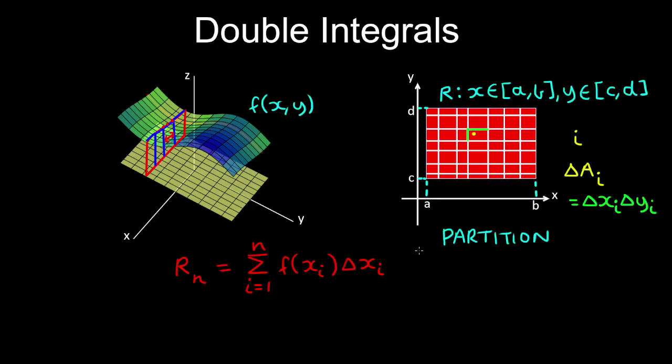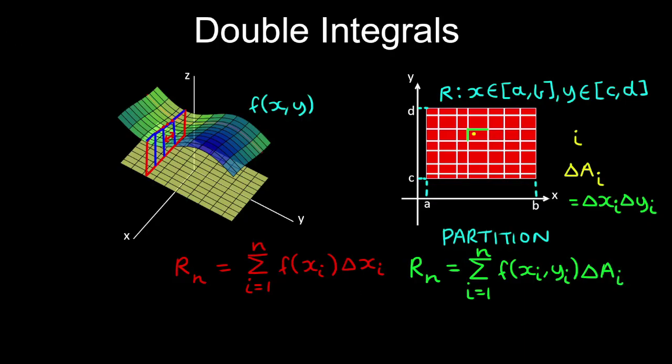So we can extend this Riemann sum to functions of two variables. So we have the sum over the number of rectangles in the xy plane, so from i equals 1 to n, and we're summing the product of the function evaluated at some point in each rectangle, which is an arbitrary point with coordinates x_i and y_i, and that's multiplied by the area of that small rectangle.